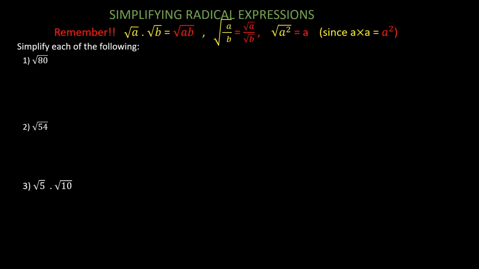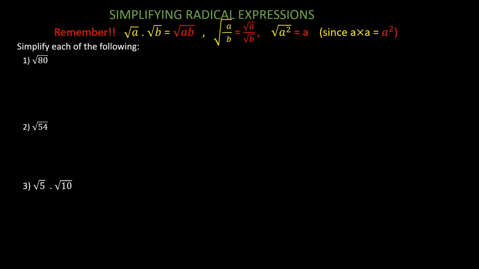Hi, our lesson today is about simplifying radical expressions, but we will talk especially about the square root, the radical of the second degree. You have to remember that the square root of a times the square root of b equals the square root of ab, and the square root of a over b equals the square root of a over the square root of b. Also, the square root of a squared equals a, since a times a equals a squared. Remember this, and let's start solving.